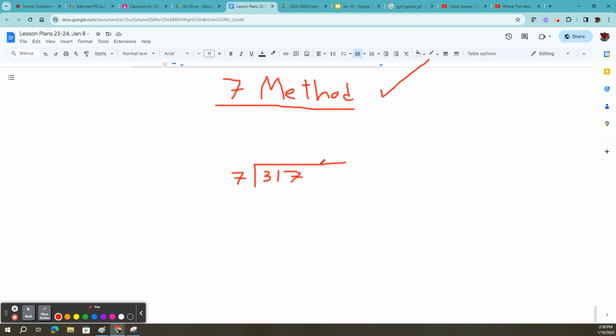The very first thing you do with the seven method is this. You take your long division symbol and you turn it into a seven. Let me see how that's kind of a seven. It looks kind of like a seven, and that's why it's called the seven method. Anyway, we have to figure out how many times seven can divide into 317. What we're going to do is multiply 7 and put the product below 317.